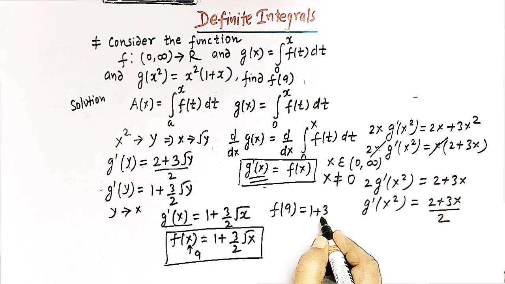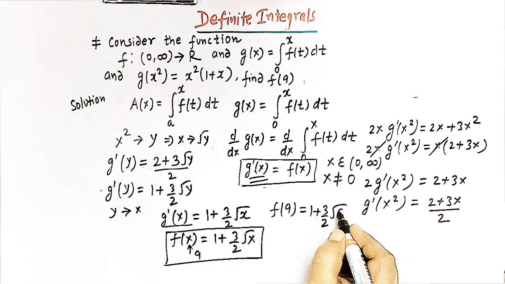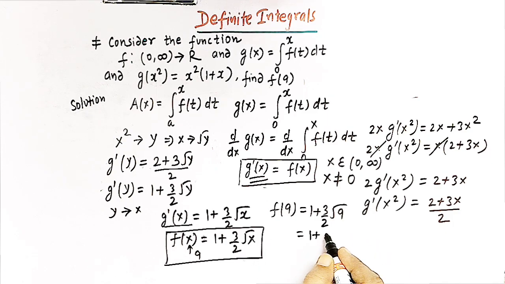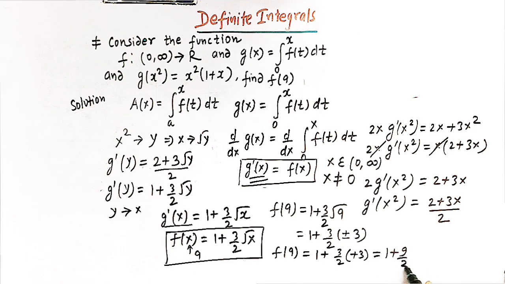So we have 1 plus 3 over 2 times square root of 9. Now here we can write 1 plus 3 over 2, and square root of 9 can be taken as plus minus 3. So taking the square root of 9 as plus minus 3, and first taking the positive sign, we have f of 9 is equal to 1 plus 3 over 2 times positive 3. So we have 1 plus 9 over 2, that is 2 plus 9 over 2, that is 11 over 2. So f of 9 is equal to 11 over 2 when we have the positive square root, that is plus 3.